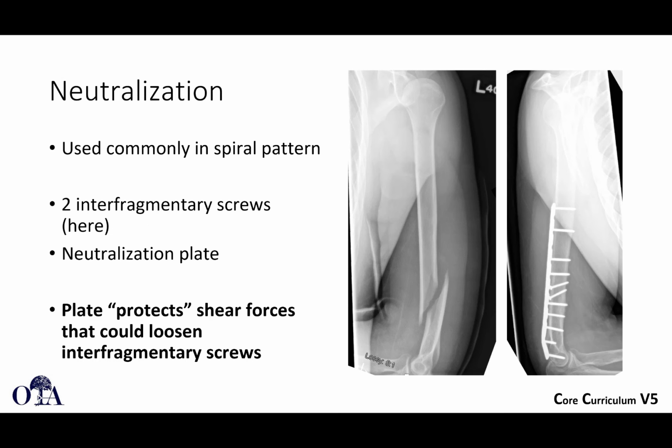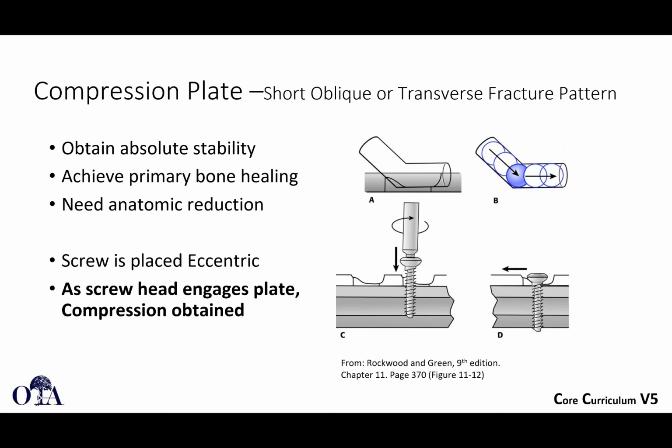For neutralizing, this is something that is commonly done in a spiral pattern. For example, the distal fibula is a very common example many of you may see, where you use interfragmentary compression lag screws to primarily fix the fracture. Here you can see there are two independent lag screws sitting outside the plate, and then there is a neutralizing plate. That neutralizing plate is done afterwards, and that is to protect the fracture and the lag screw fixation from shear forces or rotational torsional forces that could otherwise disrupt your fixation. So it neutralizes those forces.